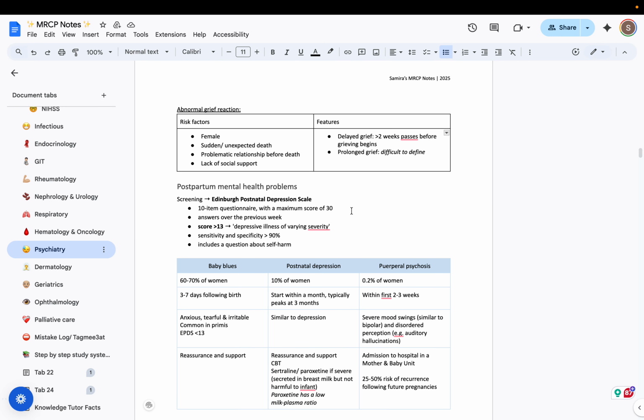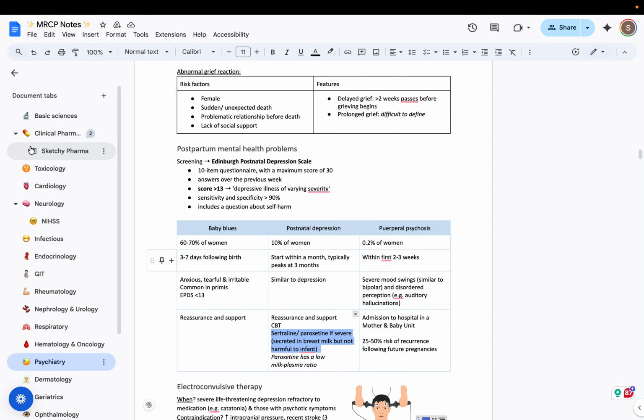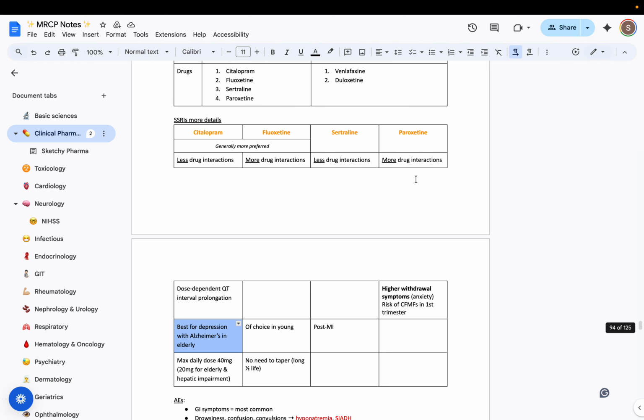Postpartum depression, we diagnose it when the score in the Edinburgh postnatal depression scale is more than 13. There's baby blues. This occurs within a week after birth. And then there's postnatal depression that starts within a month. We treat it with reassurance, support, CBT, and then if it's severe, we give sertraline or paroxetine. Paroxetine has high withdrawal symptoms. They're both secreted in the breast milk, but they're not harmful to the baby.